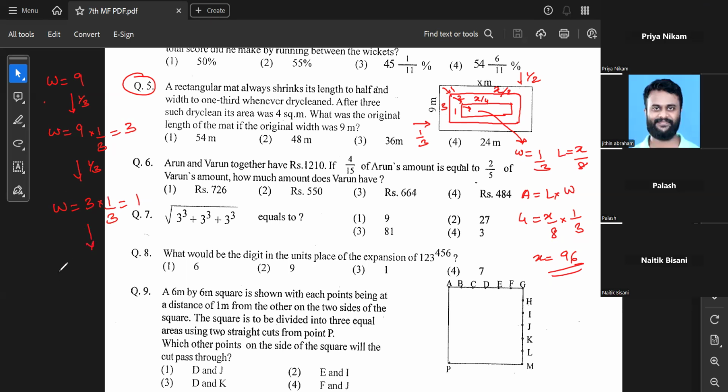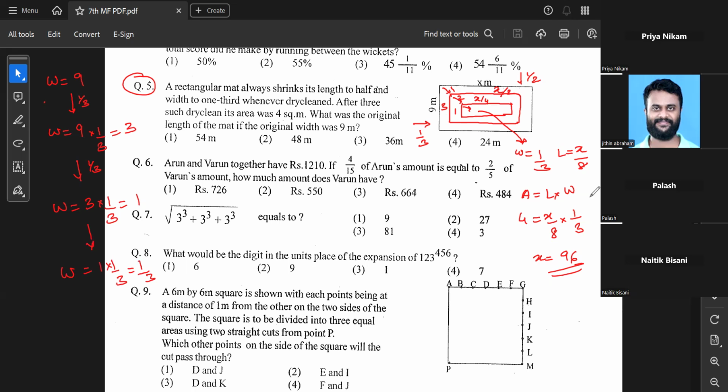Then in the next dry clean, again it will become the previous value multiplied by 1 by 3. That is 1 by 3. The same goes for length also. Initially it was x. Then in the first dry clean it becomes half. That is x by 2. In the second dry clean again it becomes half. X by 2's half is x by 4. In the third dry clean again it becomes half. X by 4's half is x by 8. You have length and breadth. Understood, sir. Yes, understood, sir.